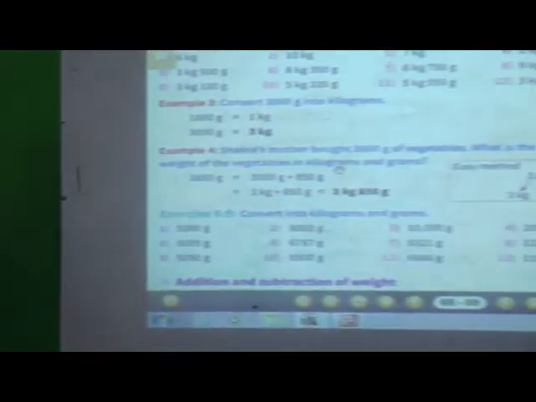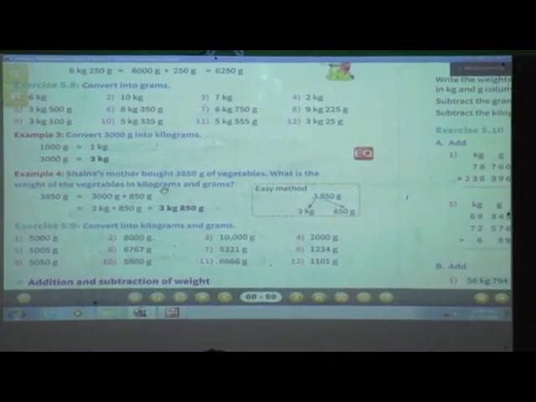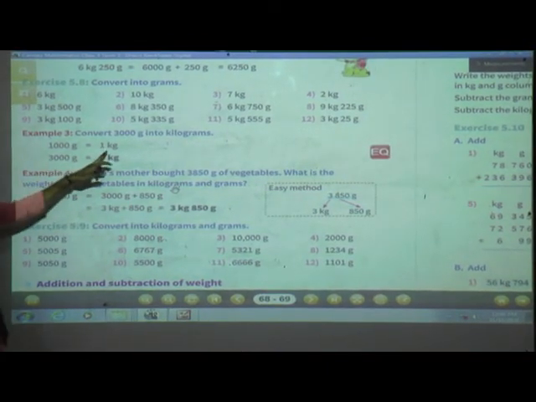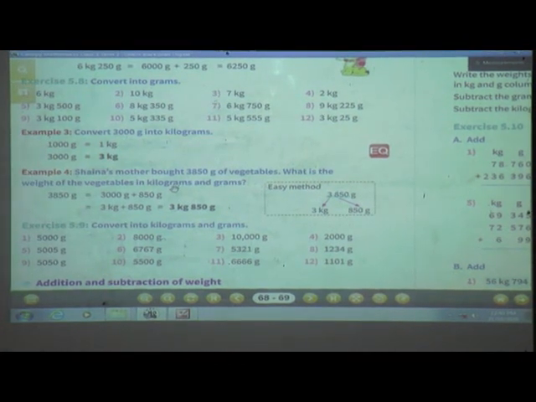Look at the board here. Convert 3000 gram into kilograms. See here, 1000 gram is equal to 1 kilogram. Just now I told you 1 kilogram is equal to 1000 gram, means 1000 gram is equal to 1 kilogram. If 1000 gram is equal to 1 kilogram, then 3000 gram is equal to how many kilograms? Yes, 3000 gram is equal to 3 kilogram. Just from the right side we have to remove 3 zeros, then that will be converted into kilogram.